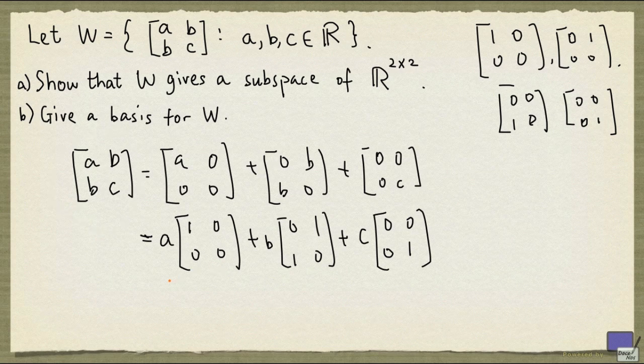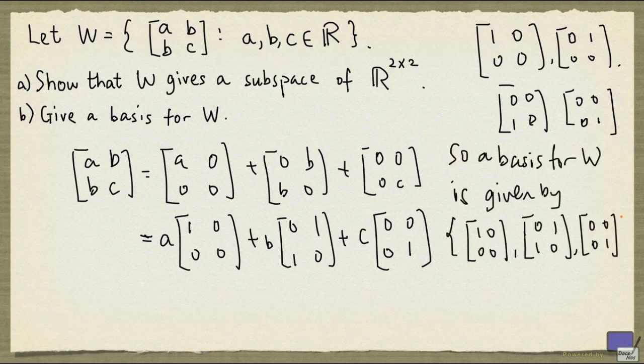And so the only linear combination of these three vectors that will give the zero vector is to take all the scalars to be zero. And so these three matrices are linearly independent. So they are linearly independent and they span W. So that will give us a basis for W. And so the dimension of W is 3, since there are 3 elements in a basis for W.